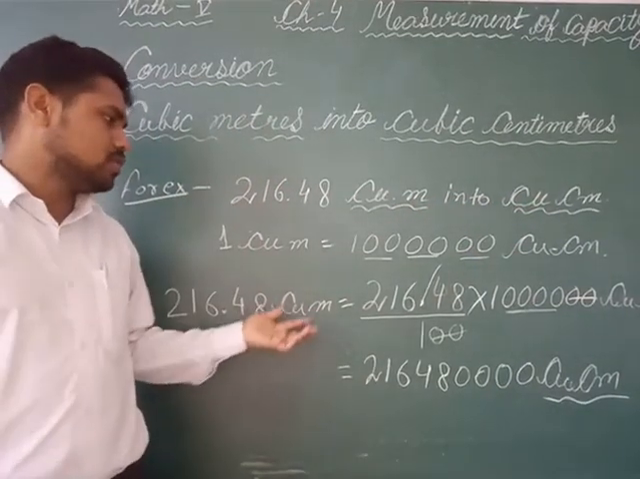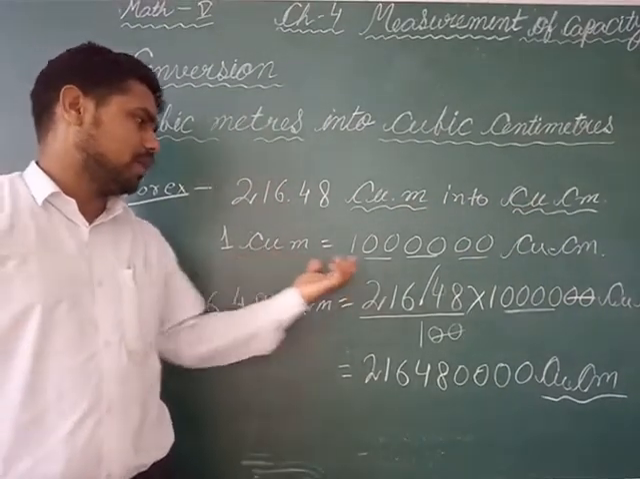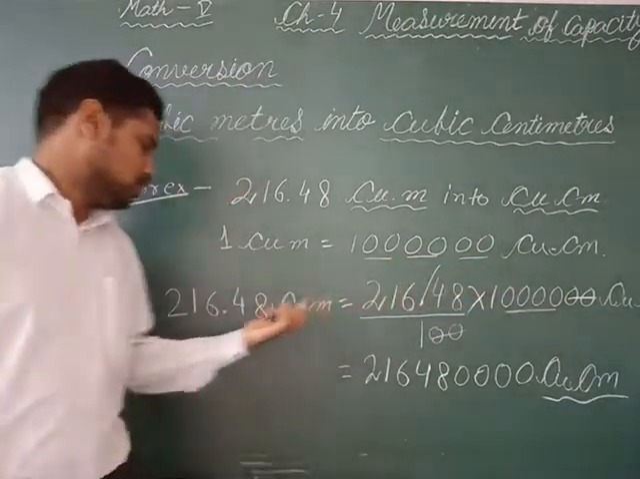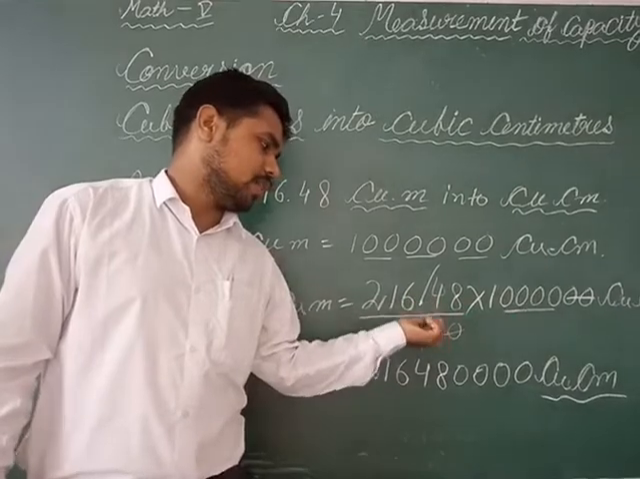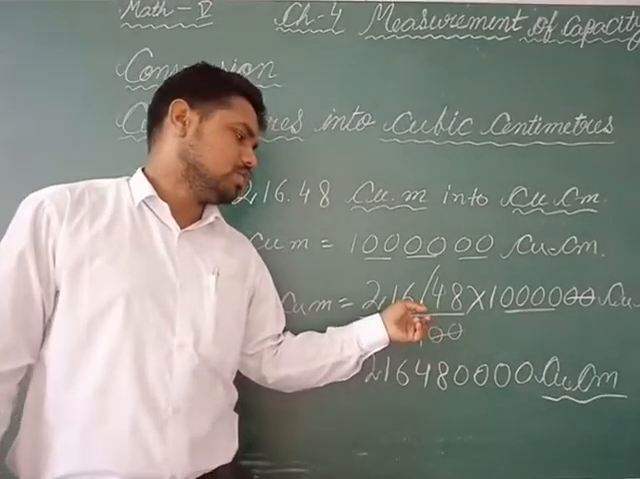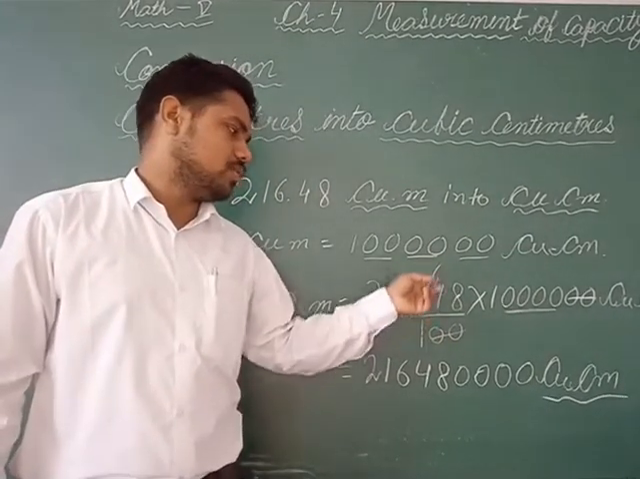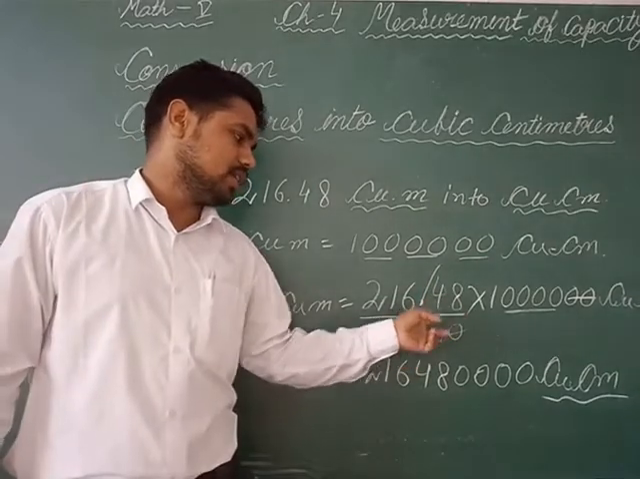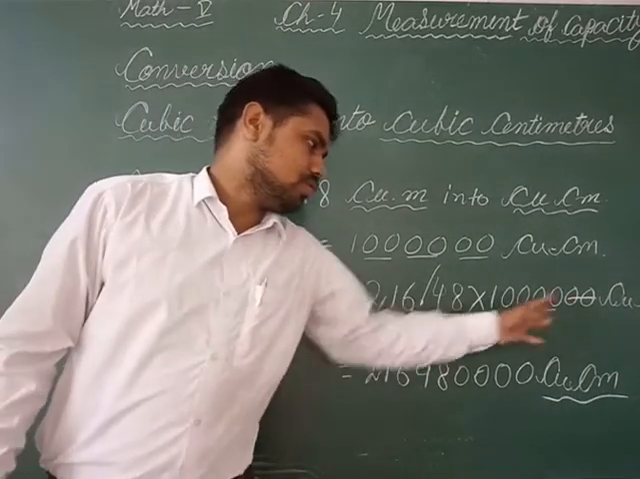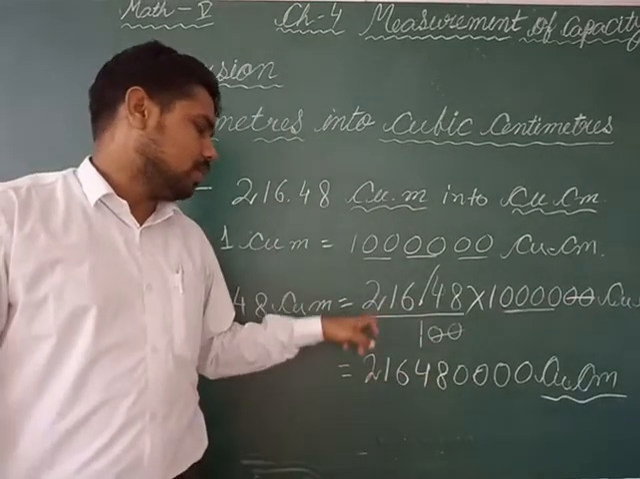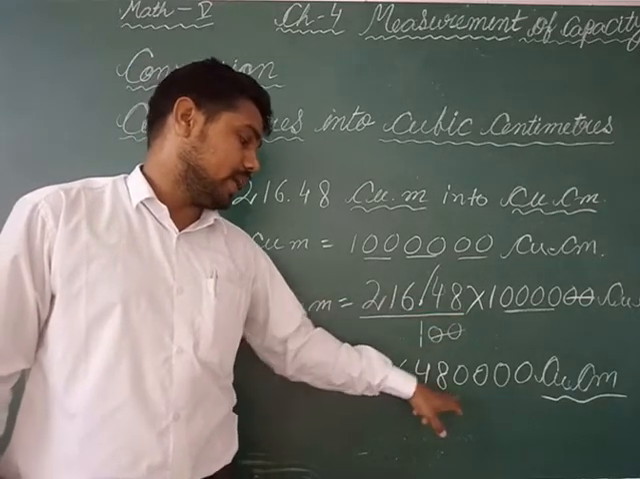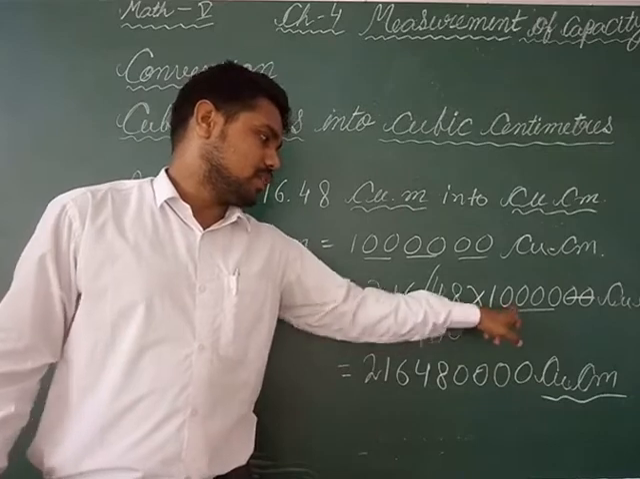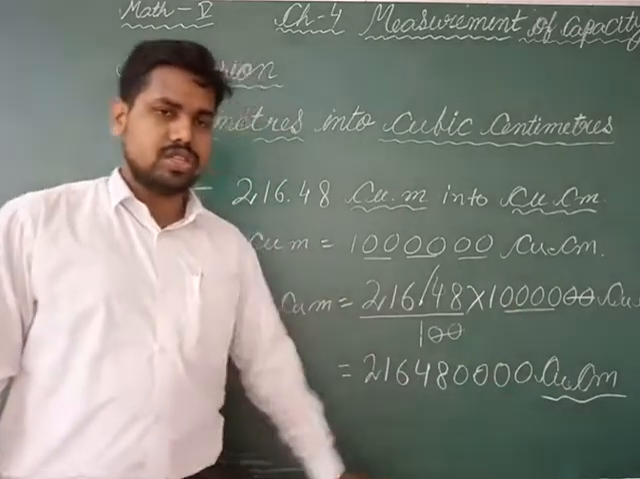So the first most important thing is we know 1 cubic meter is equal to this much of cubic centimeter. So this much of cubic meter will be this multiplied by this much of cubic centimeter. Here we are removing the decimal. Instead of the decimal, 2 digits are there, so 2 zeros will be cancelled. So the remaining will be 216, decimal already removed, so 48, so 21648, and if you multiply with this, it will be this much. Okay, so this is how you can convert.